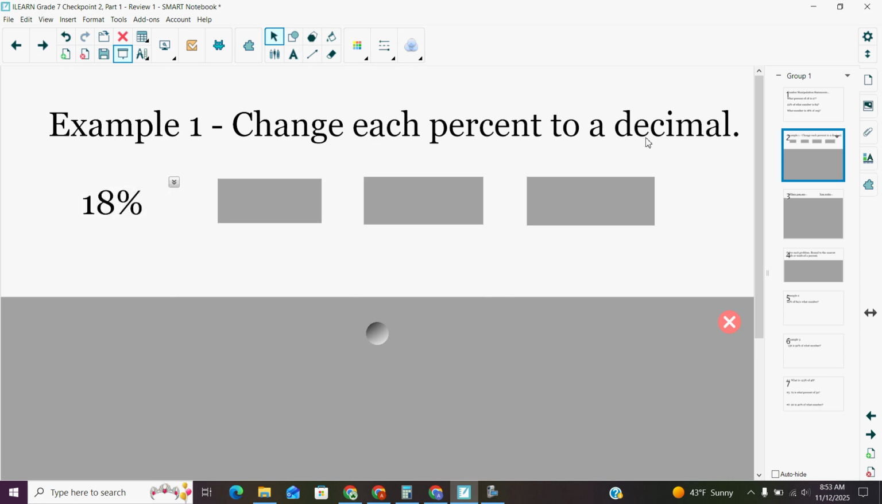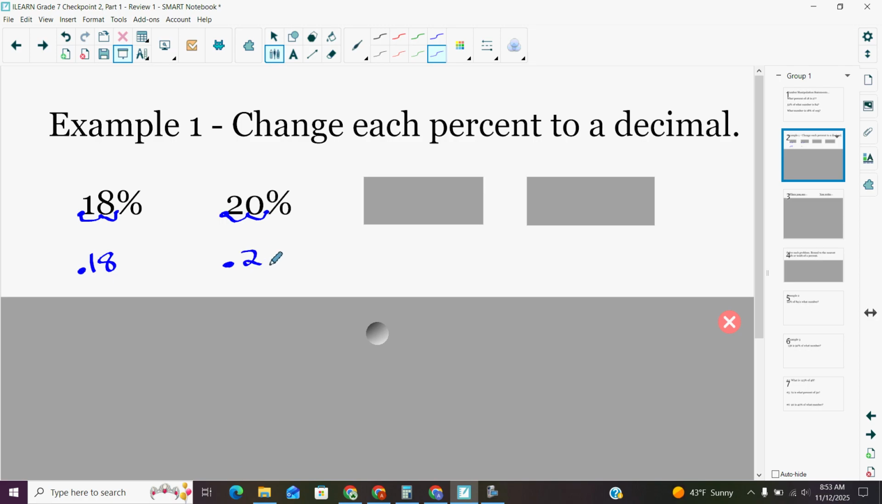18%. 18% change to a decimal. How do we do that? Think through that real quick. To change from percent to a decimal, you take the decimal point, which is right here, 18.0, exactly 18, and we move it 2 places to the left. So 18% is the same as 0.18. Easy enough. 20%, same thing. We take our decimal point and we move it 2 places to the left. 0.20, or a lot of times you'll just see it written as 0.2.